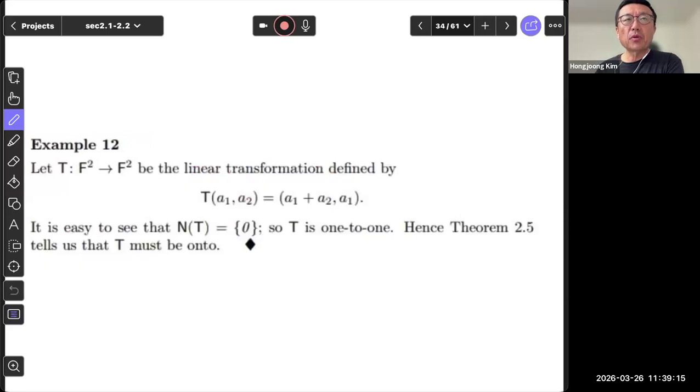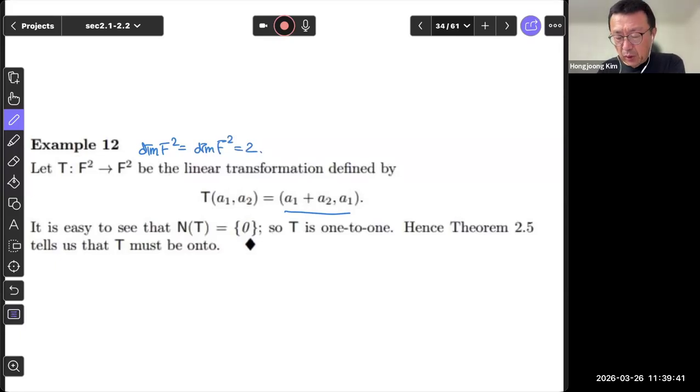Example 12. Suppose that I have a mapping T from F2 to F2, and the pair A1, A2 is mapped to this. Now, in this case, the dimension of the domain and the dimension of the codomain are the same. The dimension of F2 is the same as the dimension of the codomain F2.